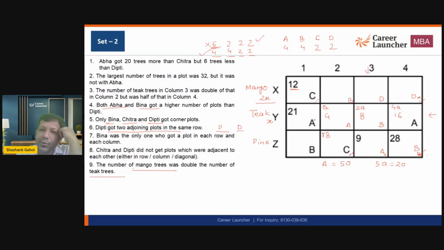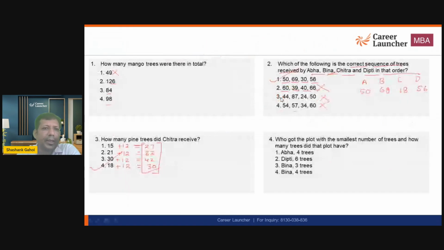So what is the total number of teak trees? That is 16 plus 4, 20, plus 8, 28. 28 plus 21 comes out to be 49. So the total number of teak trees is 49. So the total number of mango trees becomes 98, and that is option 4. That's it, 3 answers done.